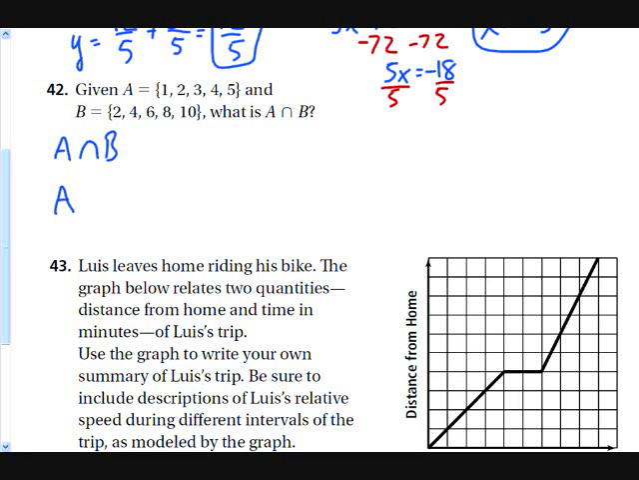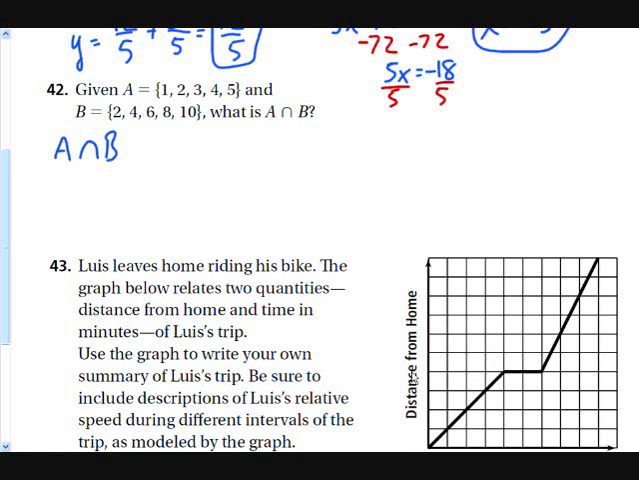The other question they could have asked us is the union of the two, which we just flip that symbol upside down. And that's when we take all of the elements from each set and combine them. But for this one, we're just looking for the intersection. So I'm looking for what they have in common.